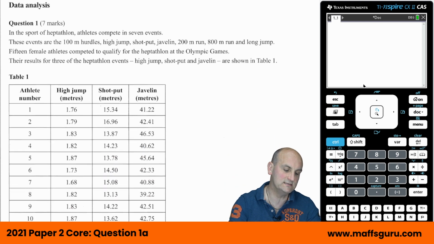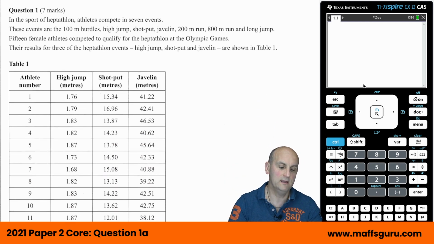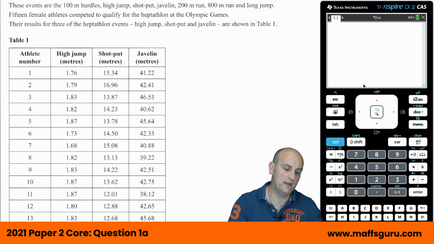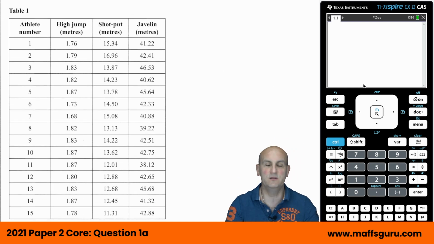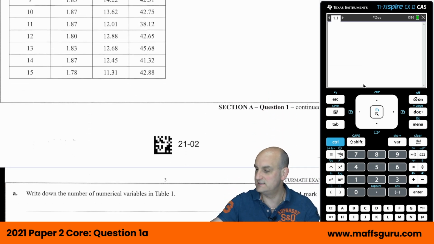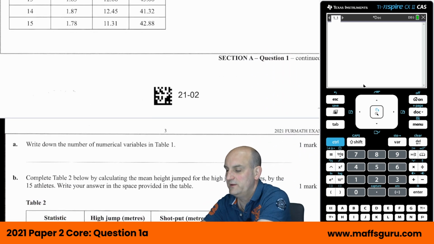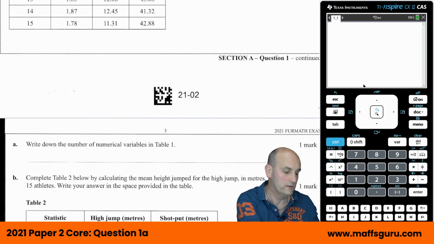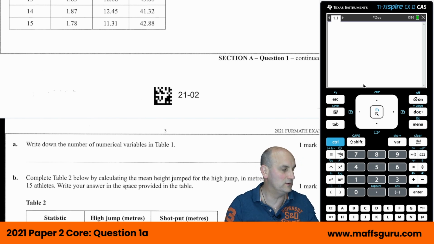Right, data analysis. In the sport of heptathlon, athletes compete in 7 events. They are, and you were given basically a table of information there. You were given high jump, shot put, and javelin. He says, with no answers in front of him, so let me grab my answers as well so that I can look through them as I'm doing them.